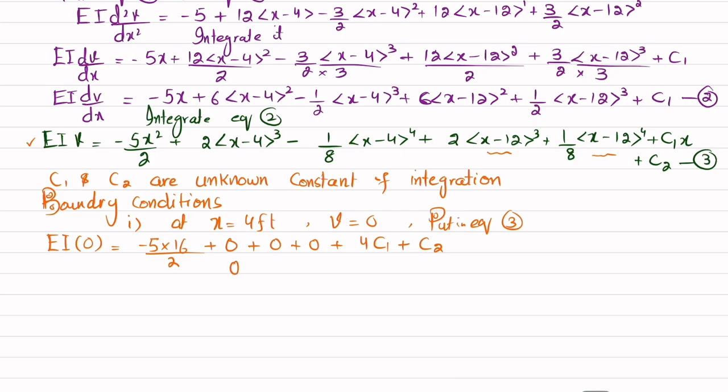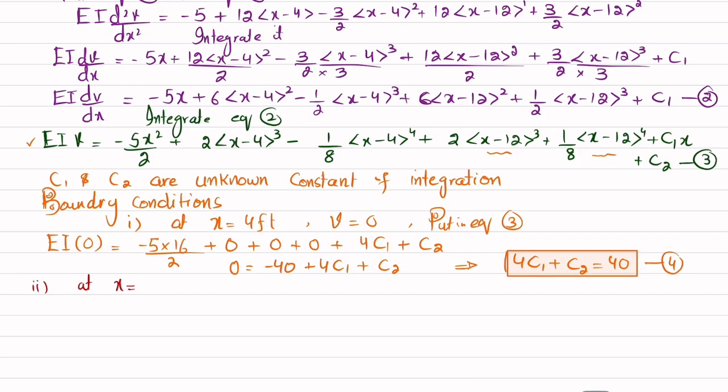So we will get 0, EI into 0 is 0. So this will be minus 40 plus 4C1 plus C2. So we will get 4C1 plus C2 is equal to 40. Let this be your equation number 4. Now we will use another boundary condition, and this boundary condition is at x is equal to 12 feet, we have deflection equal to 0. So we will put it in equation 3.